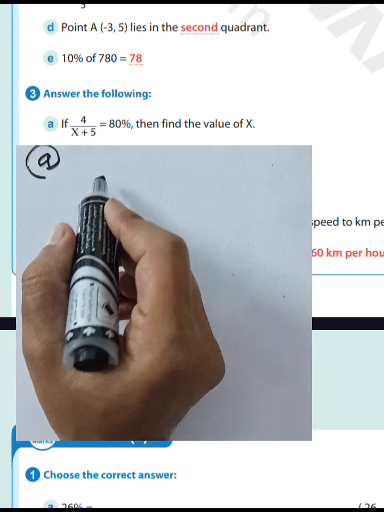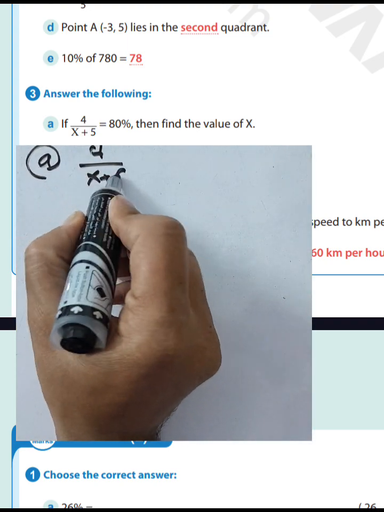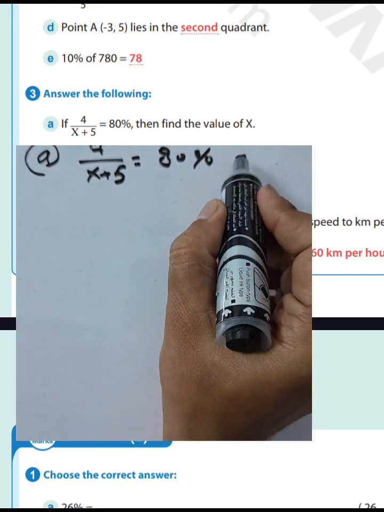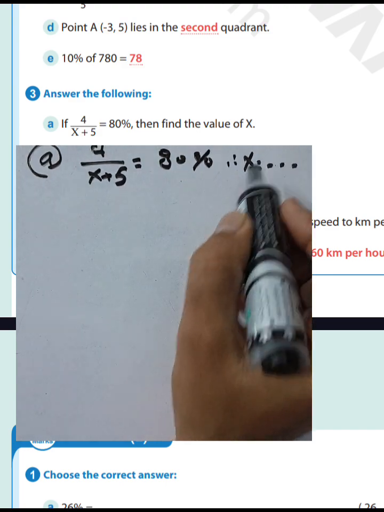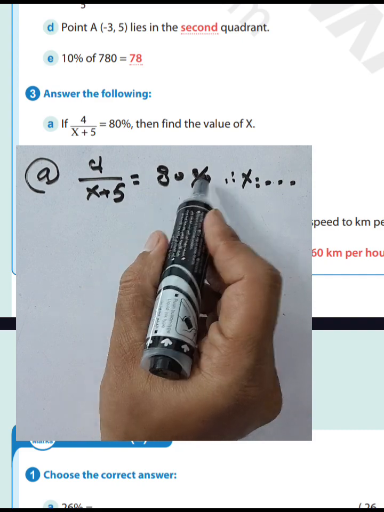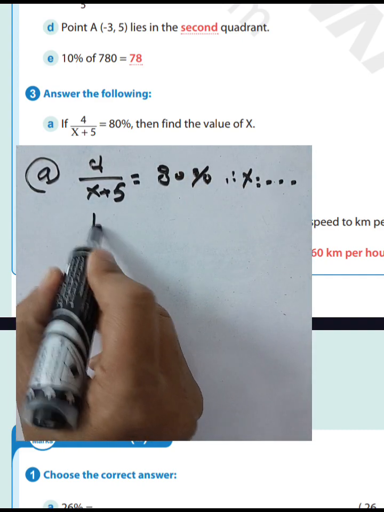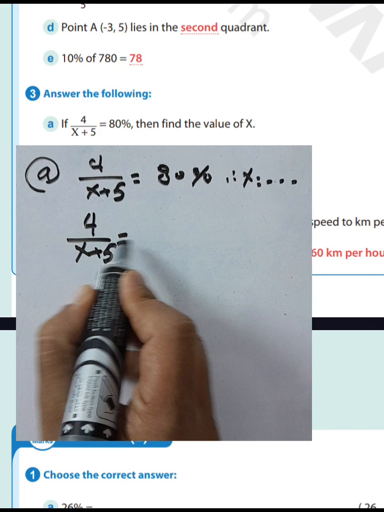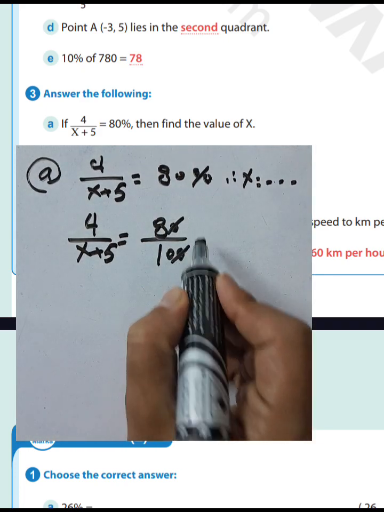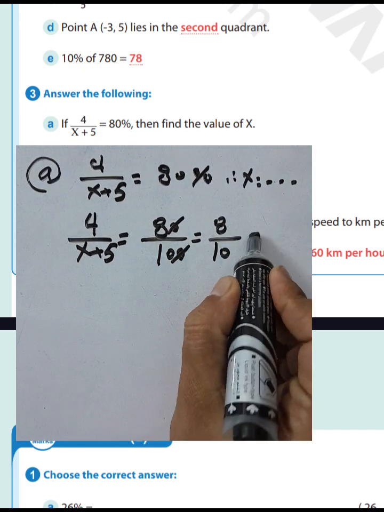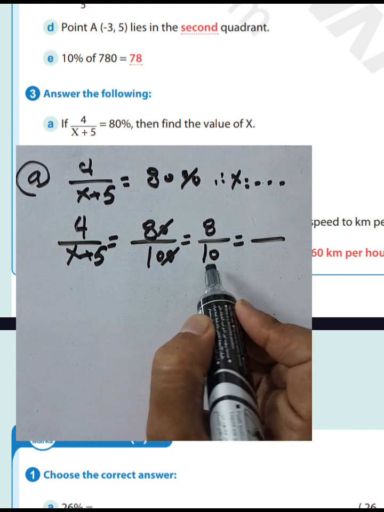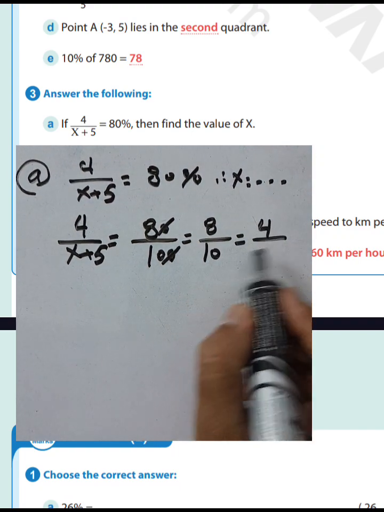Next question. Question letter E. If 4/(x+5) equals 80%, then find the value of x equals space. To solve this example, you must write 80% in the simplest form. We know 80% means 80/100. You can cancel 0 by 0 and write 8/10. 8/10, you can divide numerator and denominator by 2. 8 divided by 2 equals 4, 10 divided by 2 equals 5.